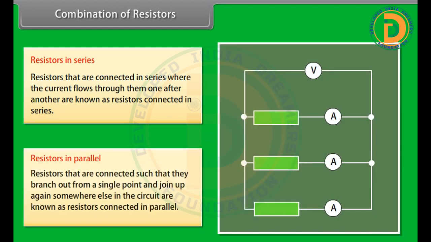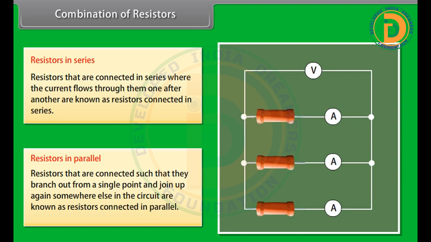Resistors that are connected such that they branch out from a single point and join up again somewhere else in the circuit are known as resistors in parallel. Here the current through each component is the same as if it were the only component present. So the total current flowing through the battery is the sum of the currents flowing through each branch.